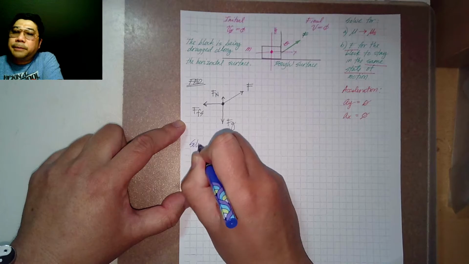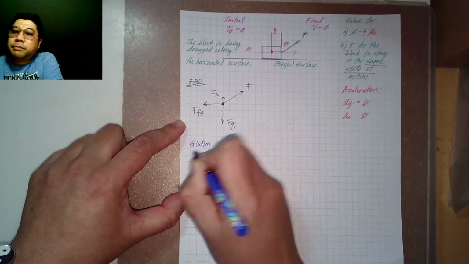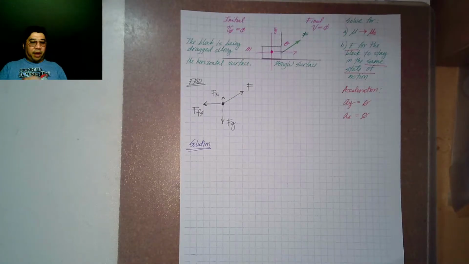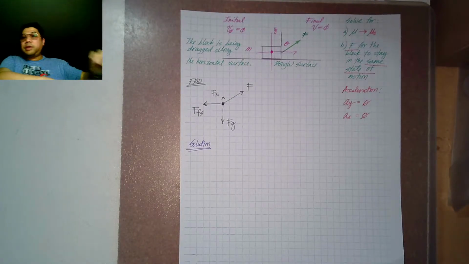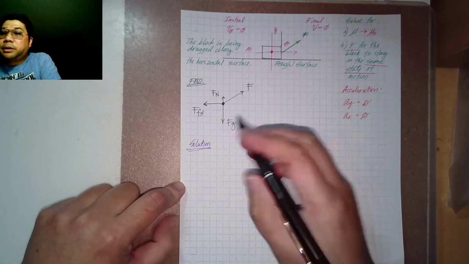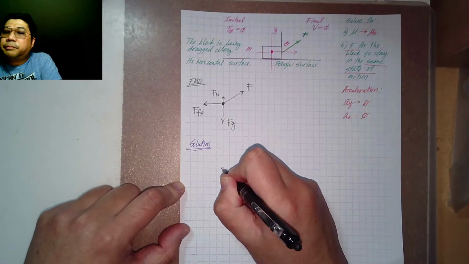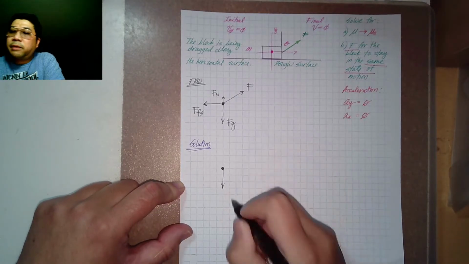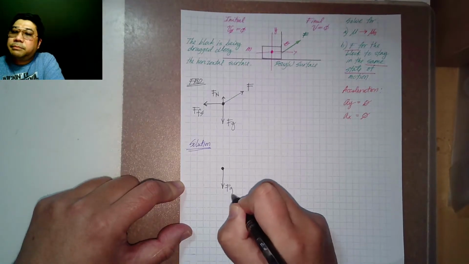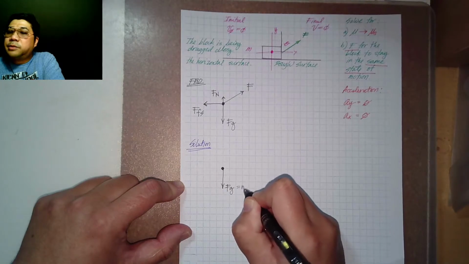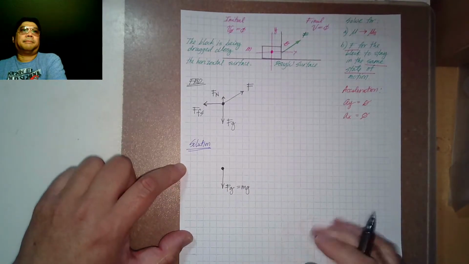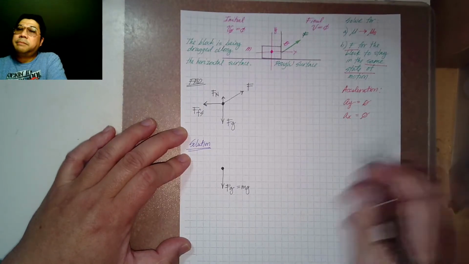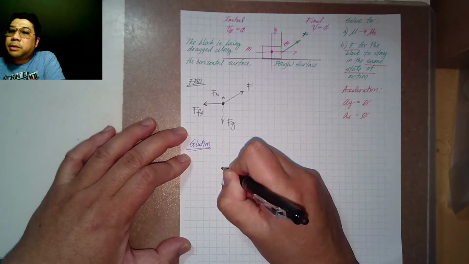At this point, if you notice, just like what I did with dynamic video number 5, I'm going to redraw the dot right here, and I will have my force going down as my force of gravity. That is mass times g. So mass times g is your force of gravity. And then our normal force.